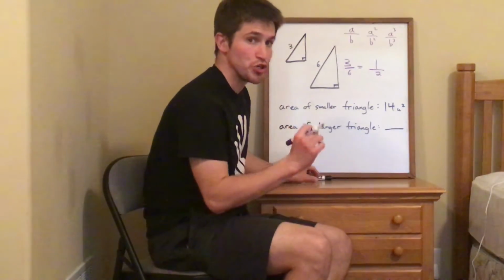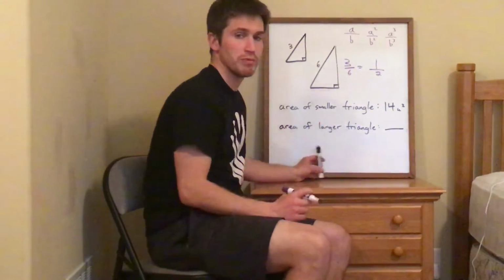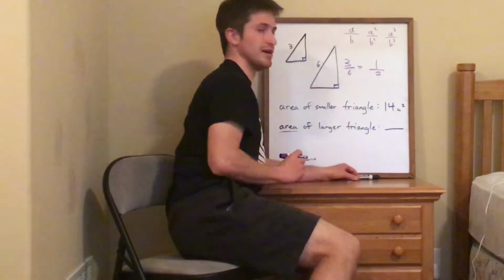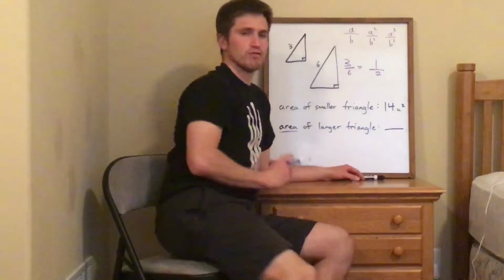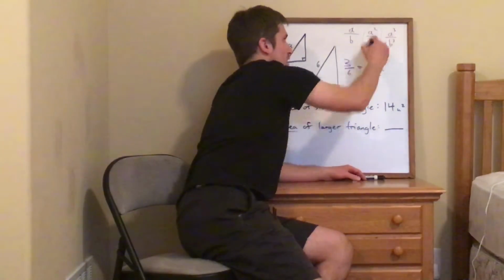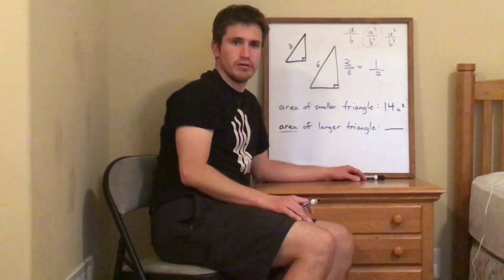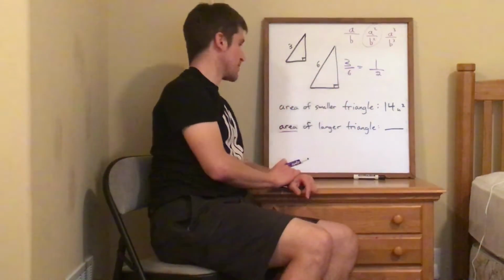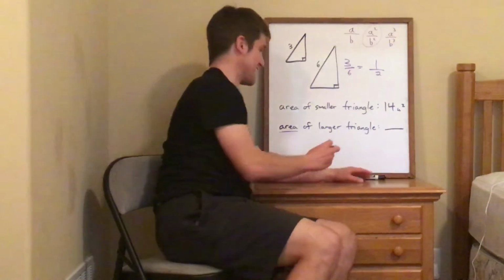Step 2, use whatever ratio would be most useful. So since I'm talking about area, I'm not going to use 1/2 as my ratio. I'm going to use A squared over B squared because I want to compare areas.